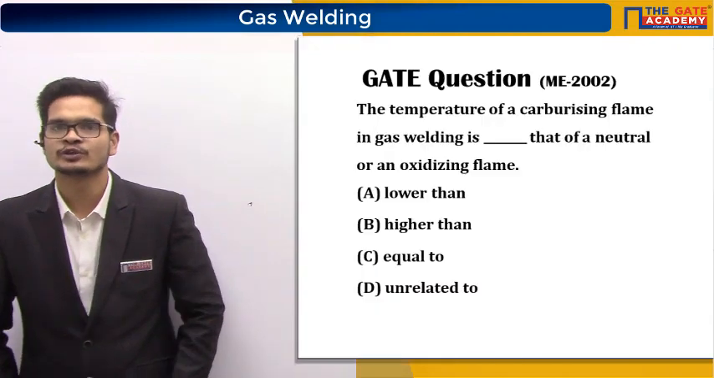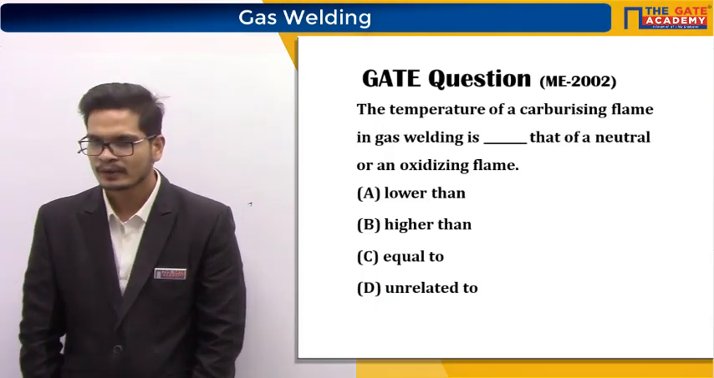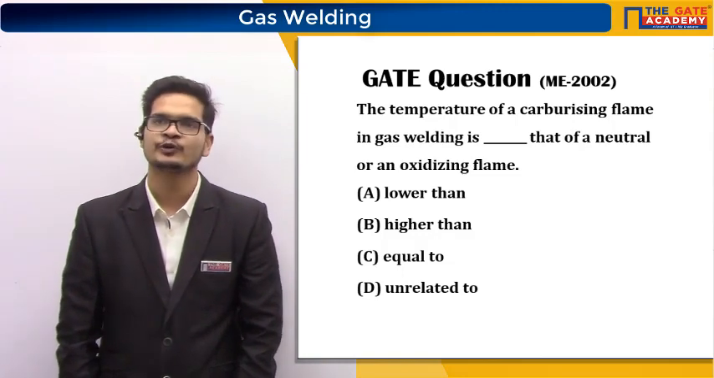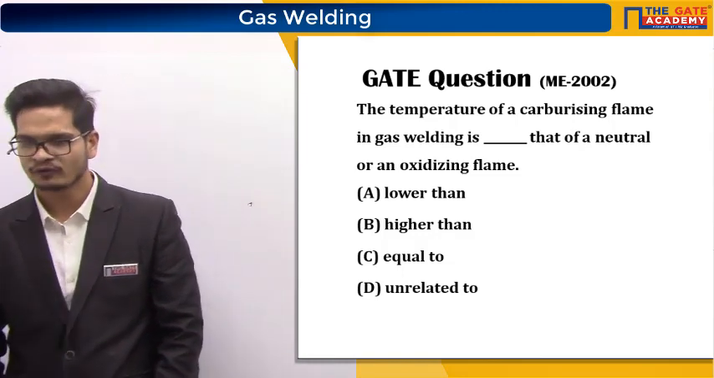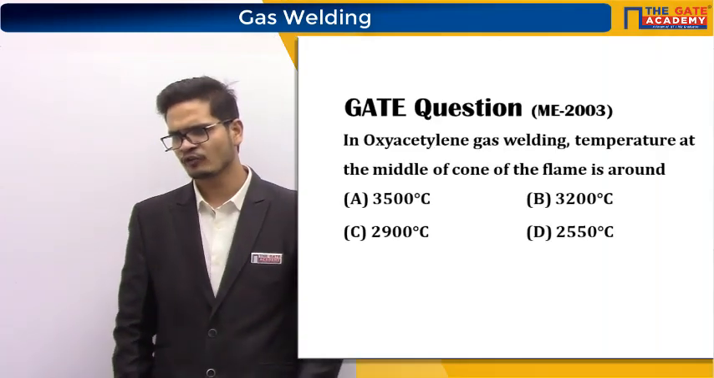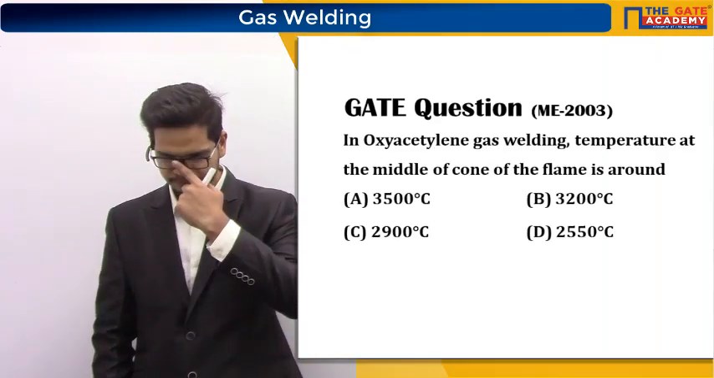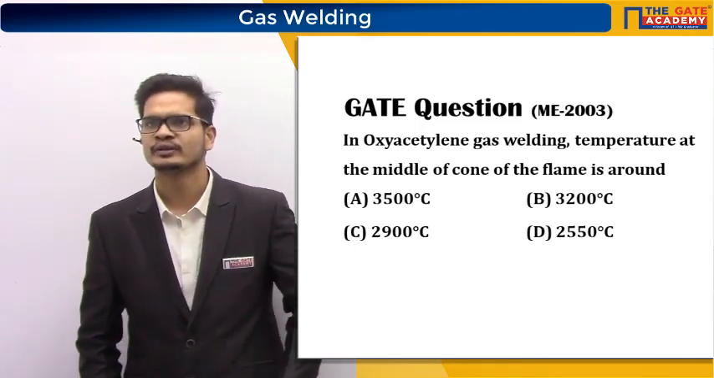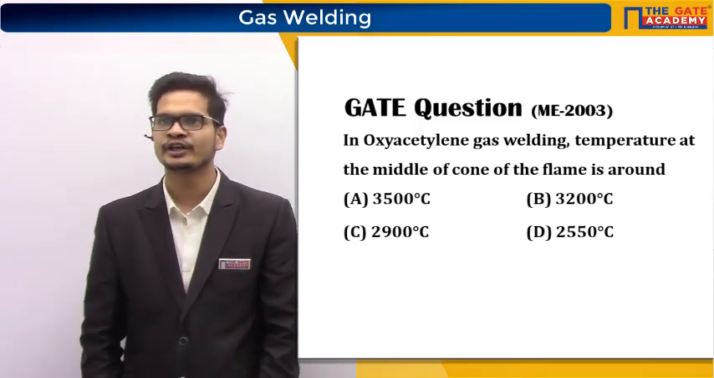Tell me the answer for this question. The temperature of carburizing flame is lower than that of neutral or oxidizing flame. Obviously. In oxyacetylene gas welding, the temperature at the middle of the cone of the flame is around... Option B, 3200 degrees Celsius.